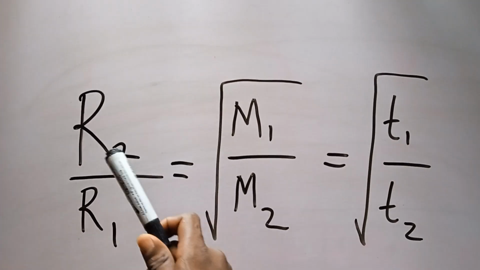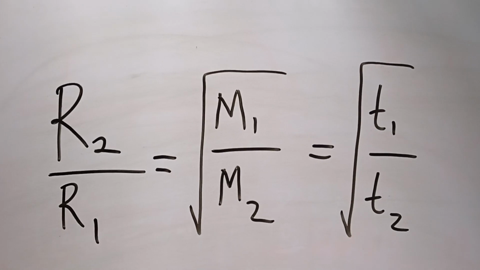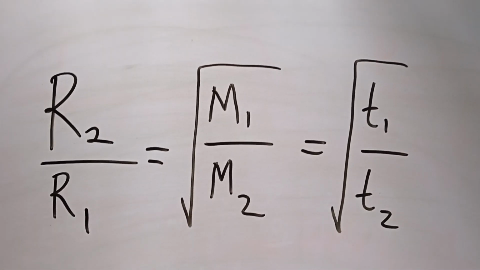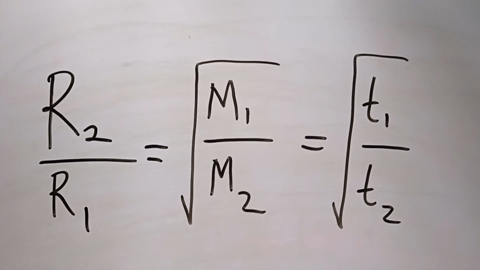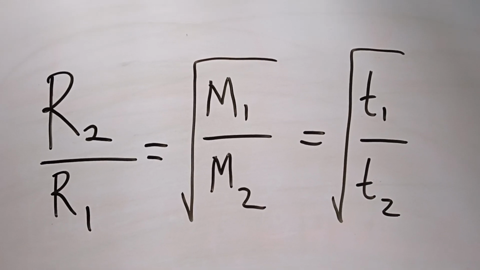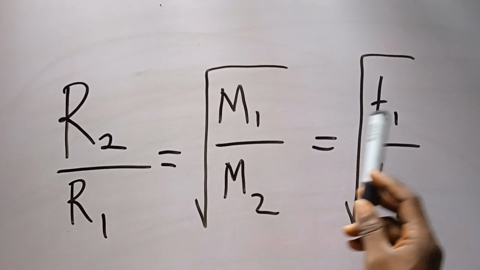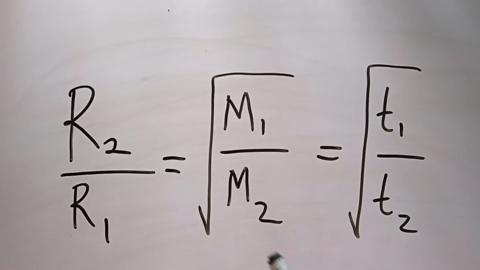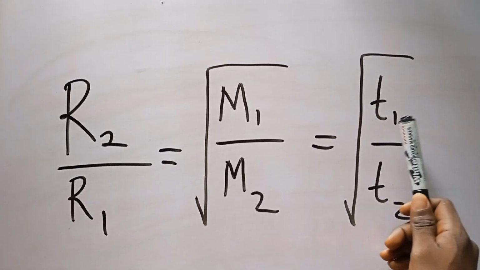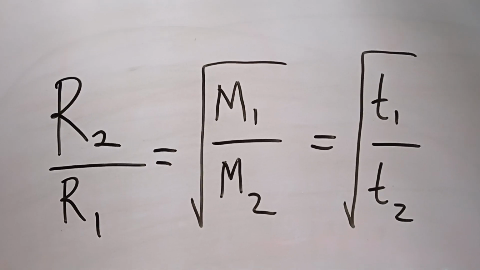So look at this: this is R2, this is M1. If you increase the molar mass of something, if you have more load or more work to do, it requires more time. As the molar mass is increasing, time is increasing. So the rate of diffusion of gases is inversely proportional to the time, and molar mass and time are directly proportional.